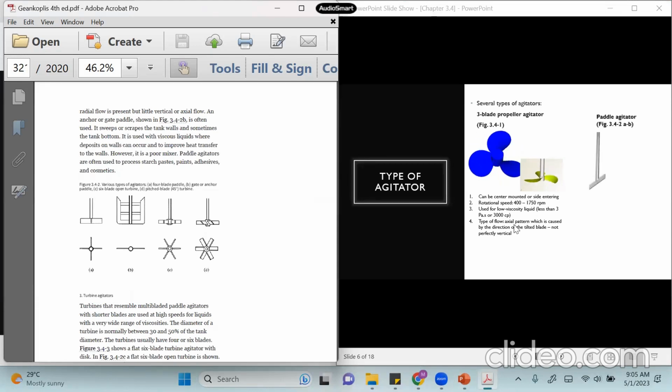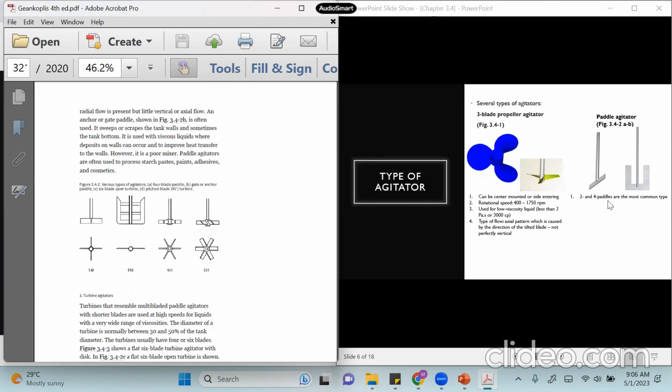Now, the second one is the paddle agitator. It's actually similar to these two, 3.4-2 A and B. Two and four paddles are the most common type. If you see here, it's only two paddles. However, if they have another paddle perpendicular to the first paddle, then we call it a four paddle agitator.